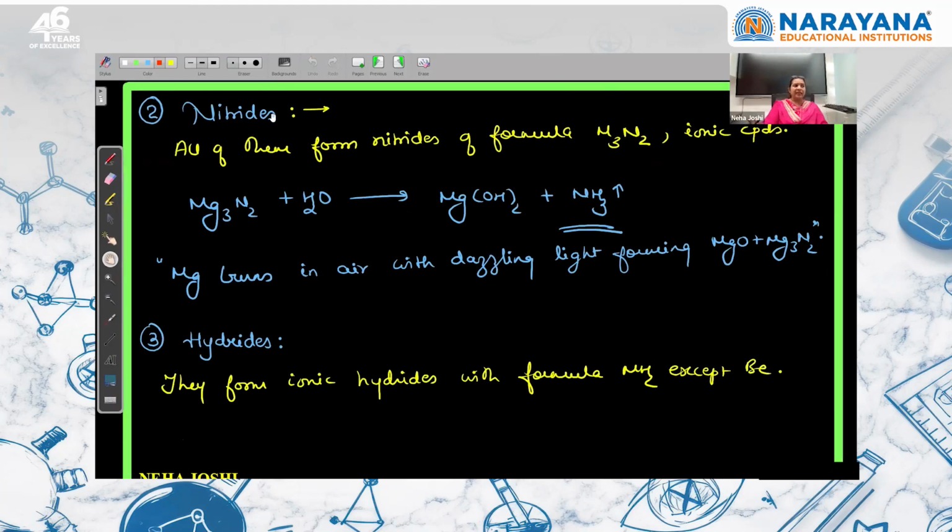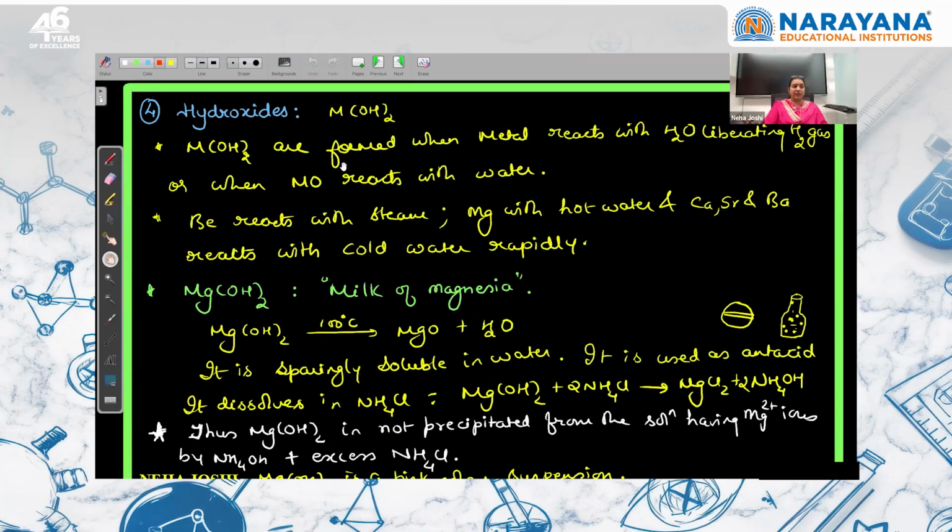Nitride. All form nitride of the formula M3N2, but magnesium is more important, which on hydrolysis with water releases ammonia. All of them will release ammonia. Hydrides: they form ionic hydrides with the formula MH2 except beryllium, as I have already told, because it is a polymeric hydride.